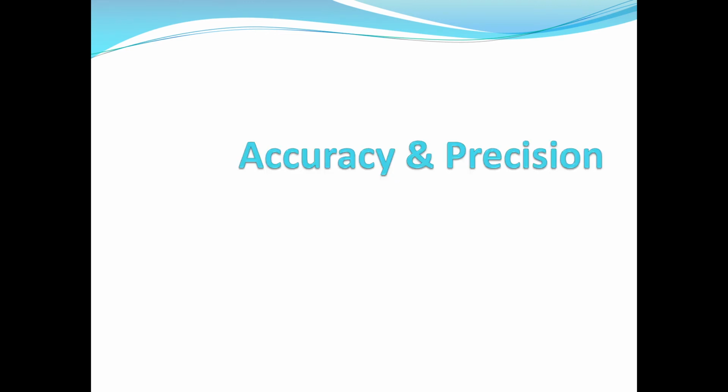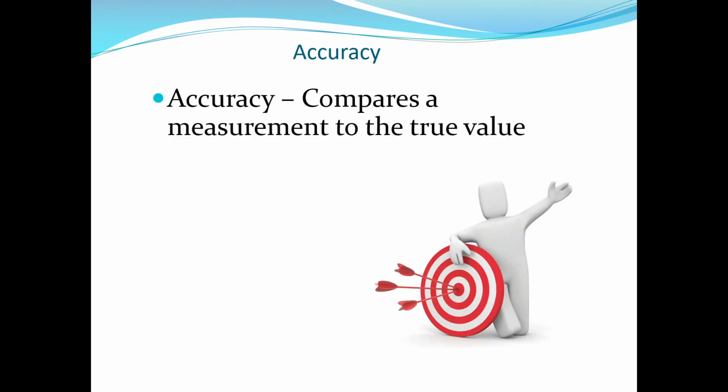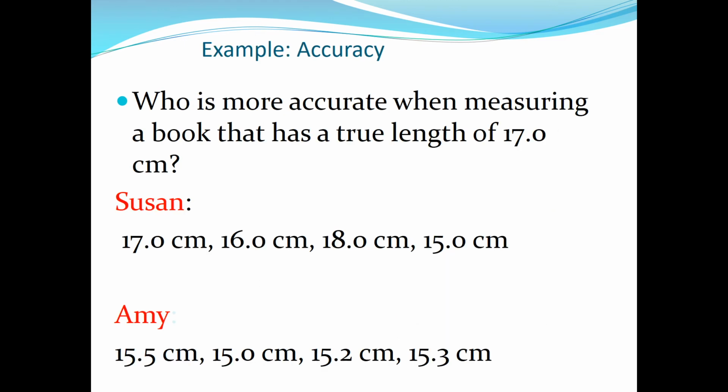So let's go over accuracy and precision. Accuracy compares a measurement to the true value. So it's talking about, is the measurement close to the correct value, or centered around the correct value? So, looking at these two examples, which person is more accurate? If the correct value should be 17.